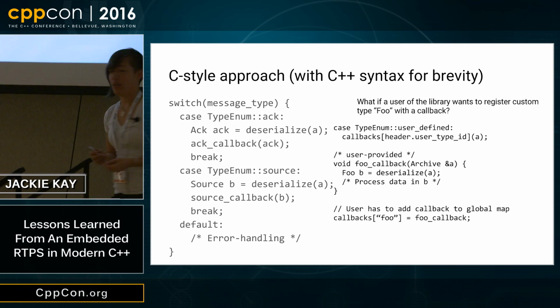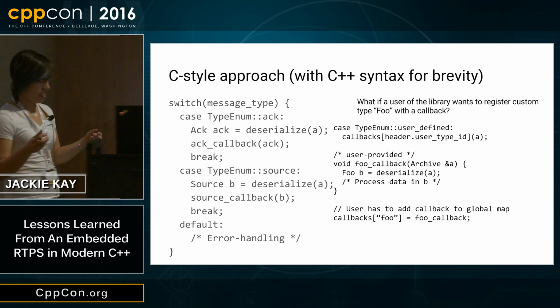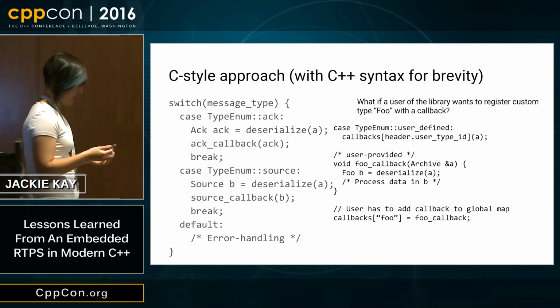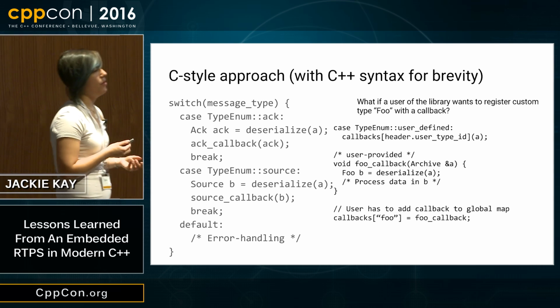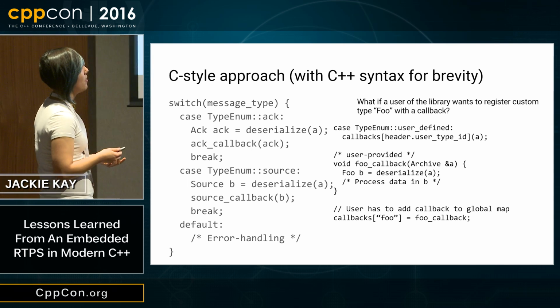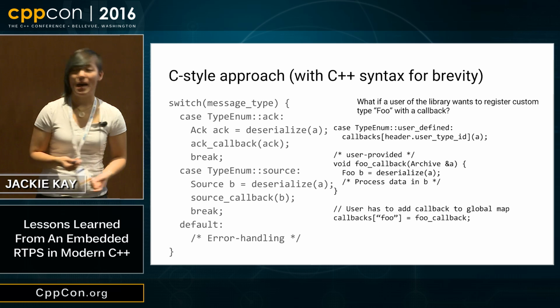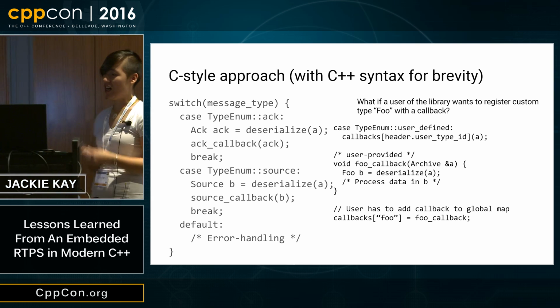So when you reach it, you have to identify in the packet structure that you have a user-defined type. And then when you're in your switch statement, you have to say, all right, I'm going to look up in my callback map what the function was and call it.